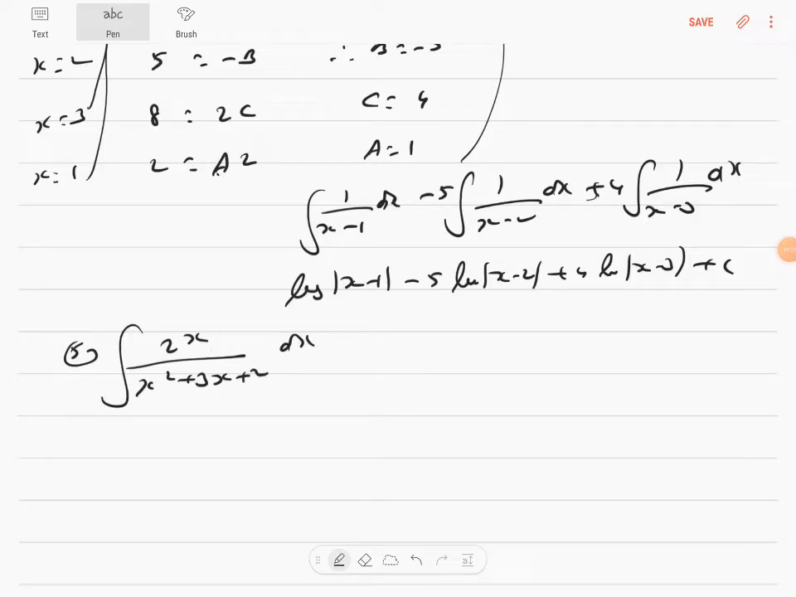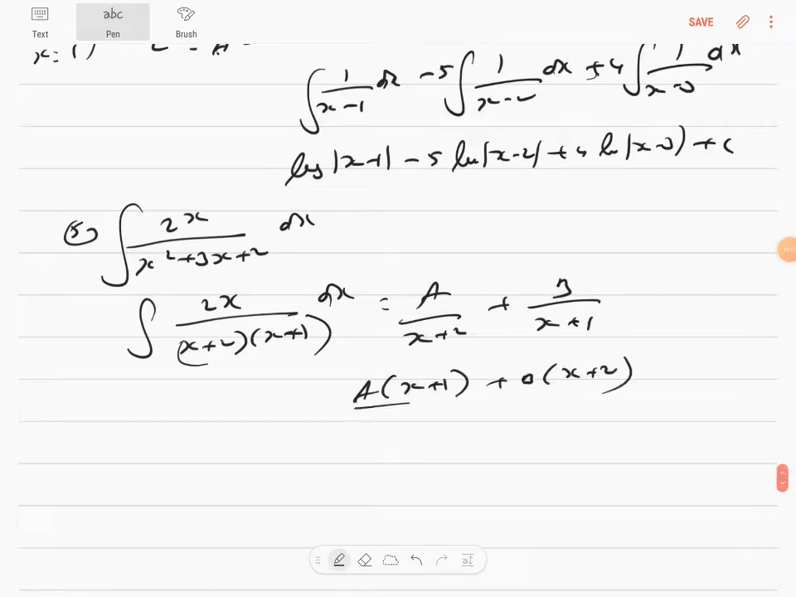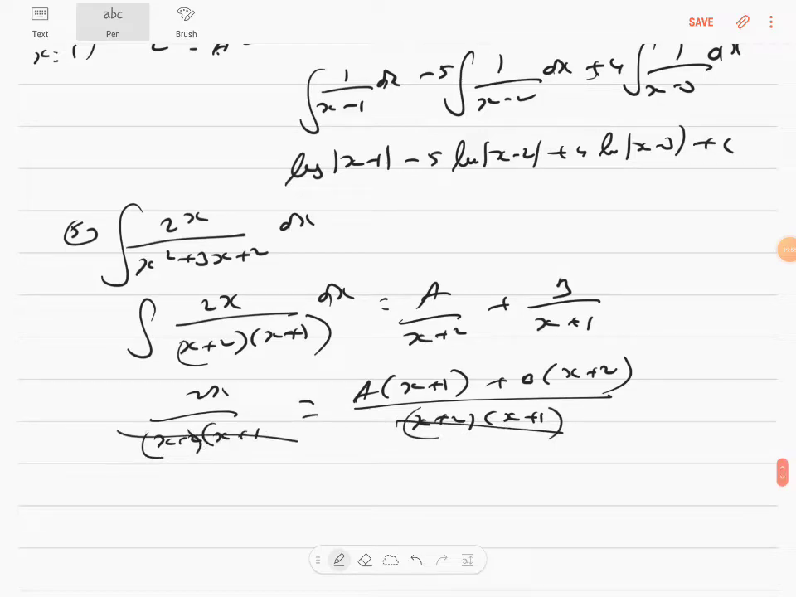I could have solved it as t dt, but the whole thing is using partial fractions, for which you should factorize. In that case, it's x plus 2 into x plus 1. When you solve this, you get a by x plus 2 plus b by x plus 1. So a into x plus 1 plus b into x plus 2. The denominator will be x plus 2 into x plus 1, and it will be 2x by x plus 2 into x plus 1, so the denominator gets cancelled.